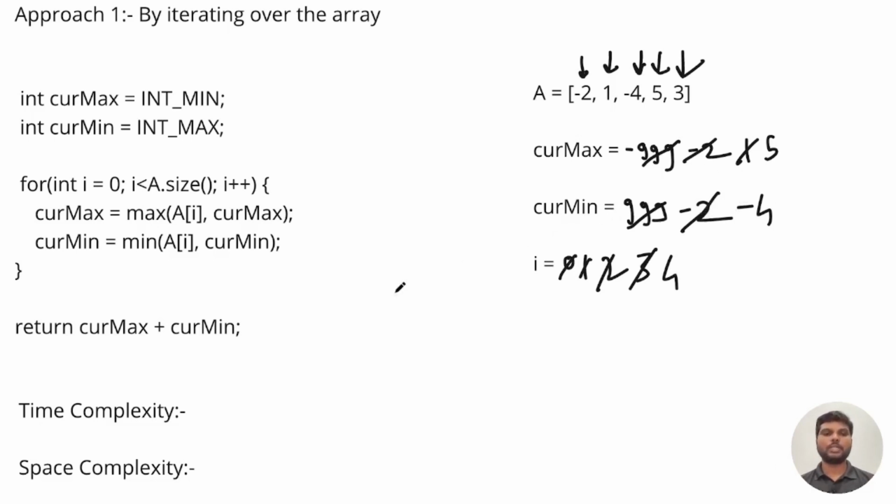And at the end we are just returning the sum of current max and current min, which is 5 plus -4, which is equal to 1, right? So 1 is the output of this problem.